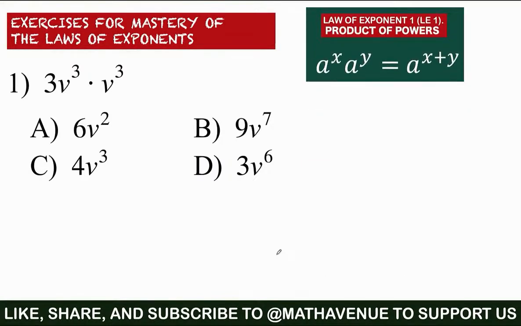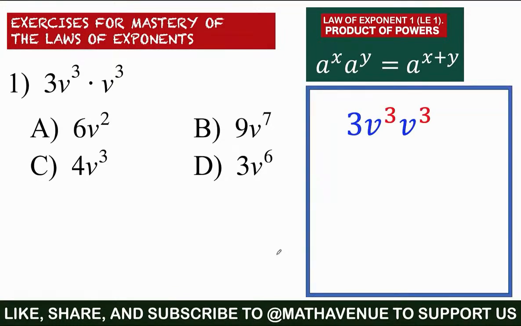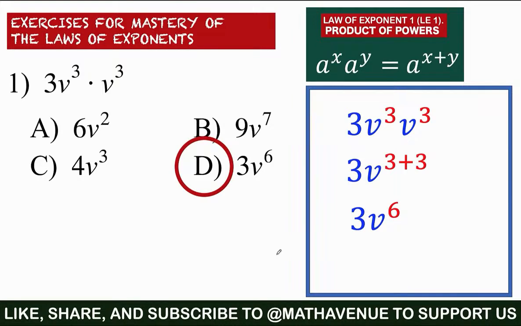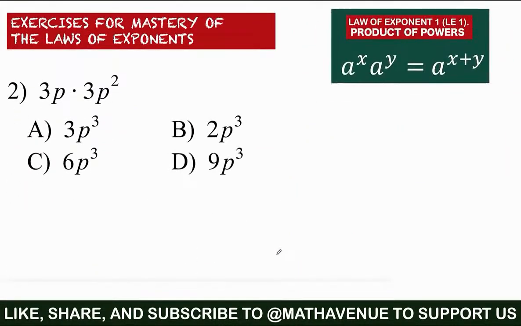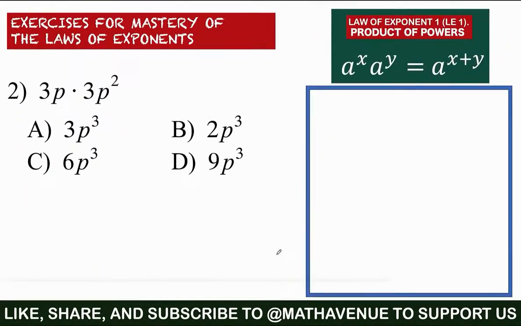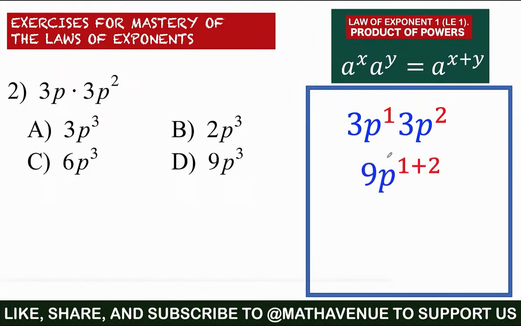Now, for our answer, we are going to apply law of exponent number 1 here. So it will look like this. Copy the problem, apply law of exponent number 1, so we add the exponents 3 and 3, and simplify. The answer is letter D. Next problem. Again here, we are going to apply law of exponent number 1. So let's copy the problem. Now, when there are implied exponents, sometimes it's good to write them so you can easily see what the exponents are. Then rearrange so that 3 and 3 are together to get 9, and then p raised to 1 plus 2 is 3, so the answer is 9p to the third.